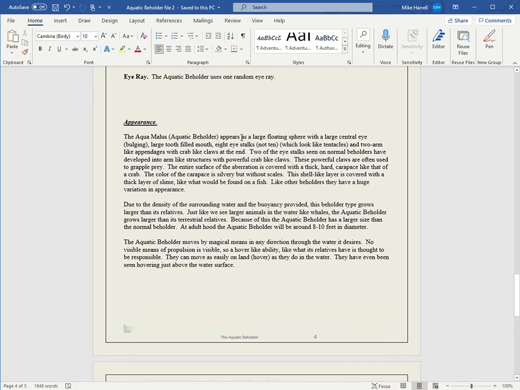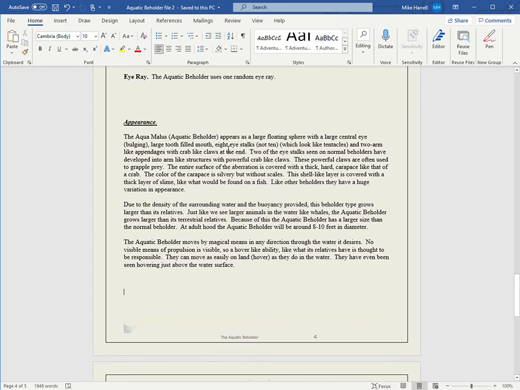The Aquatic Beholder appears as a large floating sphere with a large central eye that's bulging. You ever see some of those goldfish in the pet store, with the big old eyes like they're about to fall out? That's how I picture the eye on this Beholder. Still has a large tooth-filled mouth, characteristic of the Beholders in general.